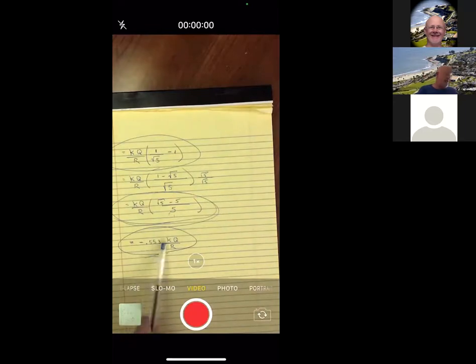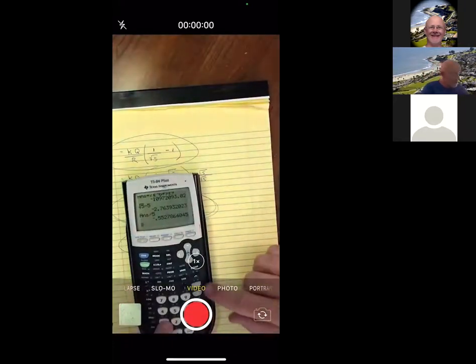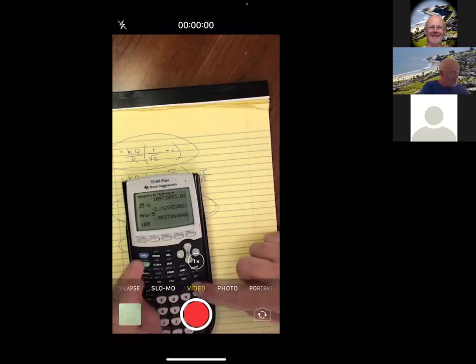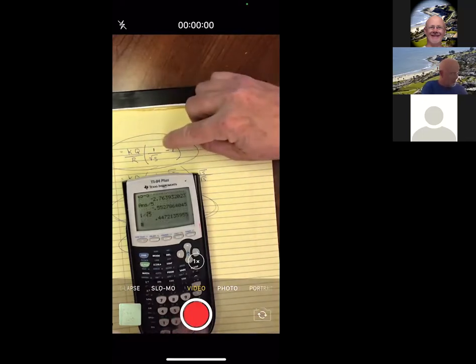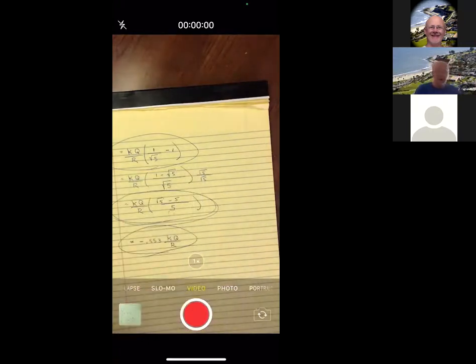And actually, I like that a lot better. I should have just done that back here. In fact, I think I will. 1 divided by the square root of 5. And then minus 1. Yeah, same number. Okay, good. Yay!